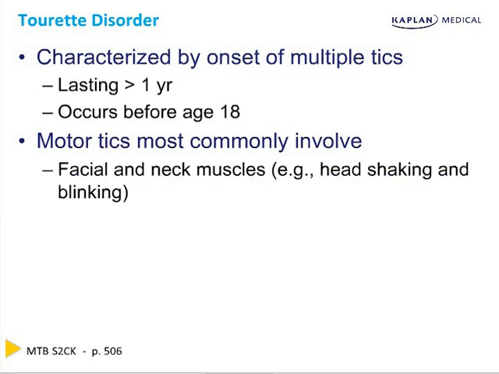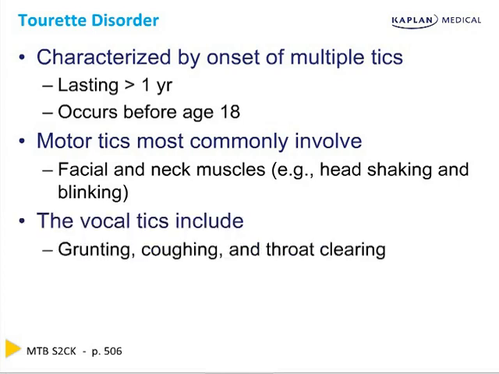The motor tics most commonly involve the face and neck muscles. So these are patients who can't hold their head still or their eyes still without constantly shaking their heads or blinking. The vocal tics, and this is a big hint, will include grunting, coughing, and throat clearing. They'll excessively clear their throat, or they'll dry cough when you think that there's nothing going on. There's definitely no pneumonia there, and that's another sign that it's Tourette disorder.